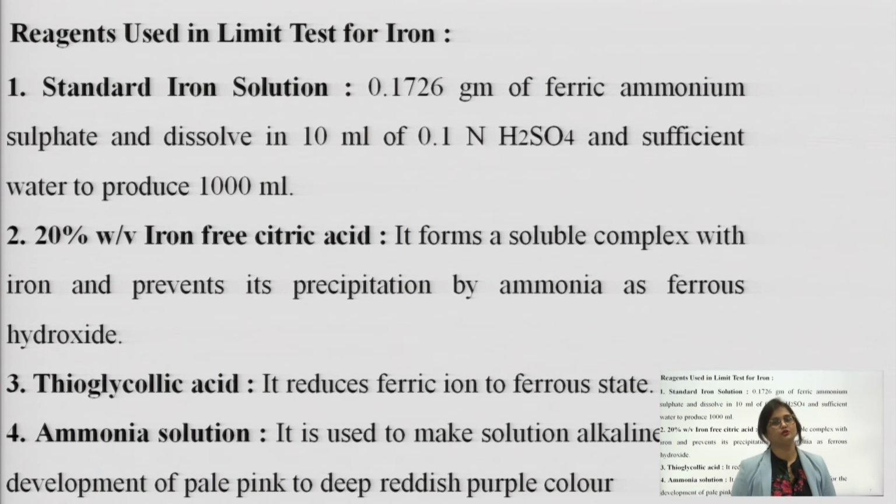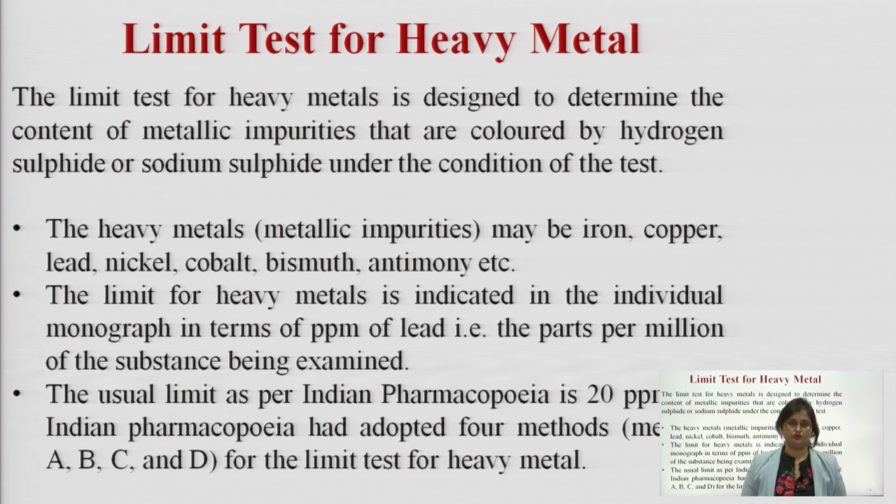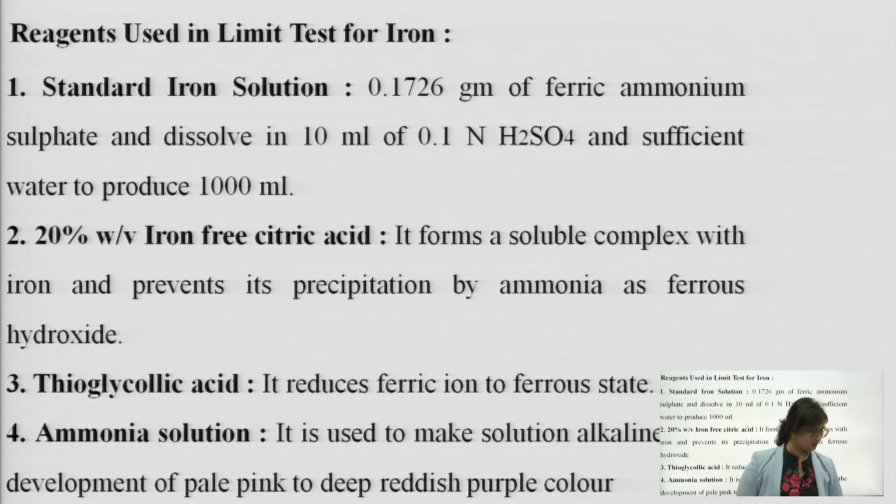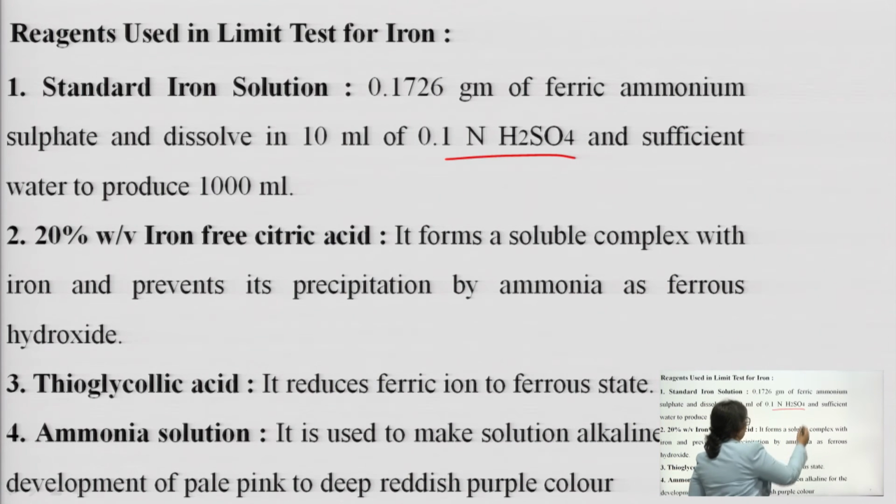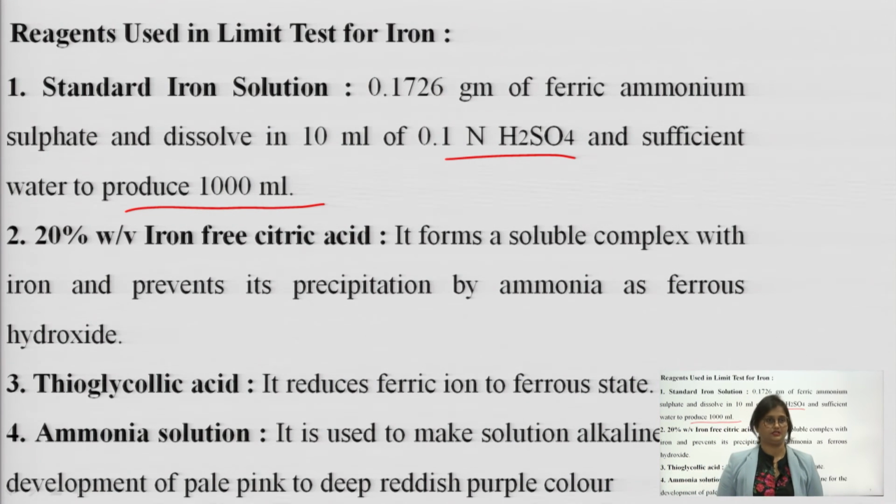So, what are the reagents used in the limit test for iron? We use standard iron solution, which is 0.1726 grams of ferric ammonium sulfate dissolved in 10 ml of 0.1 normal sulfuric acid, and the volume made up with water to 1000 ml or 1 liter.